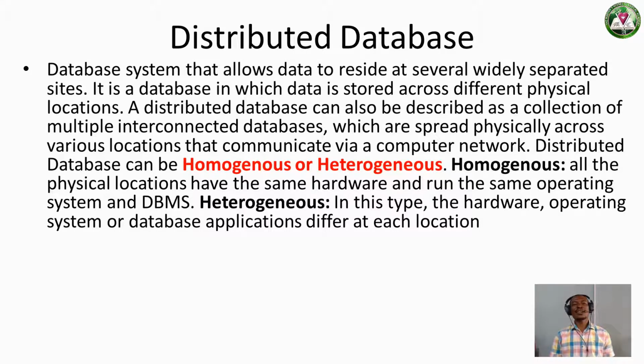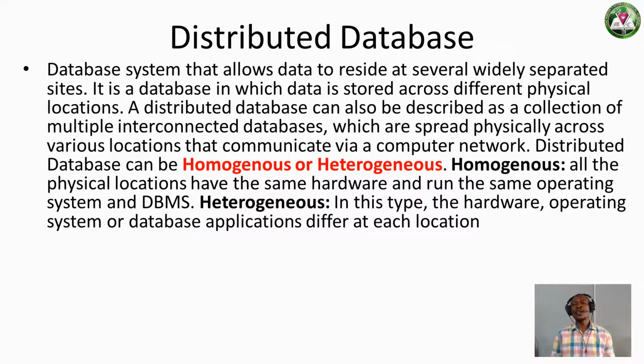A distributed database can be homogeneous or heterogeneous. When we say that a distributed database is homogeneous, it means that all the physical locations have the same hardware and run the same operating system and the same DBMS. I want to believe that my students will not be asking me what DBMS means. In case you have forgotten, DBMS stands for Database Management System, and this is the software that is used to manipulate the database. I hope you've remembered that now.